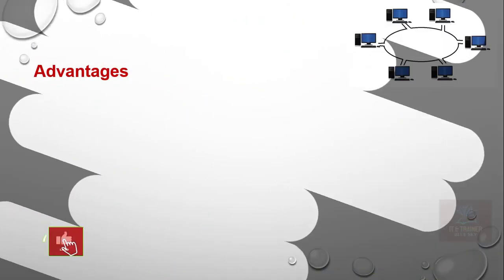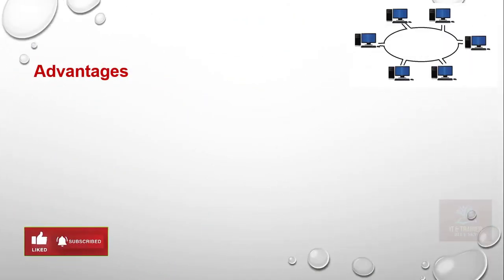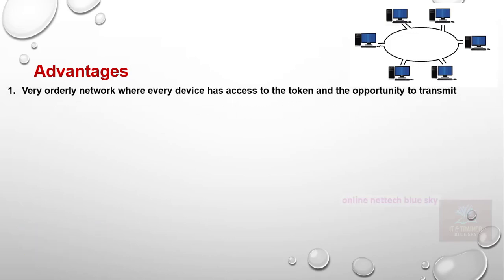Thank you. So you can see here, advantage means the benefit of ring topology. First, it is a very orderly network where every device has access to the token and the opportunity to transmit. So this is very orderly, and every device is connected to one another.